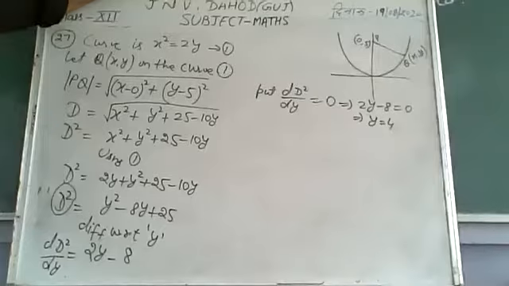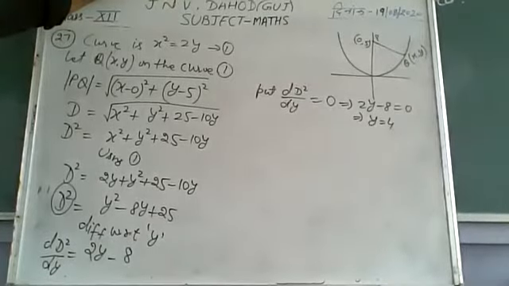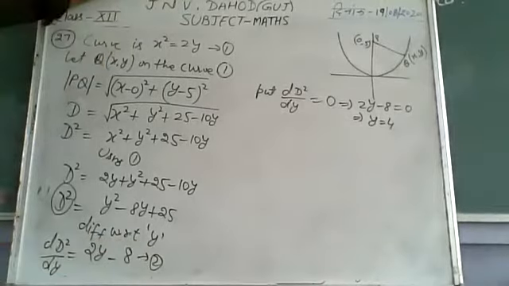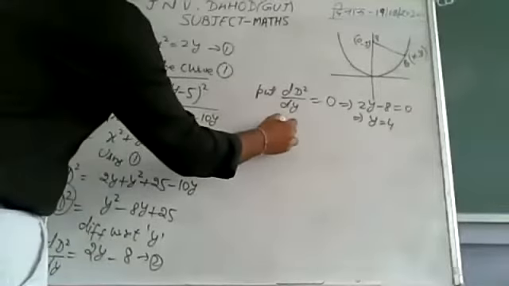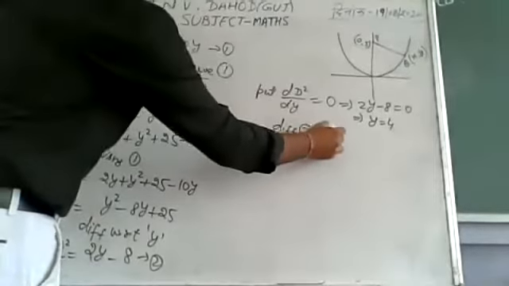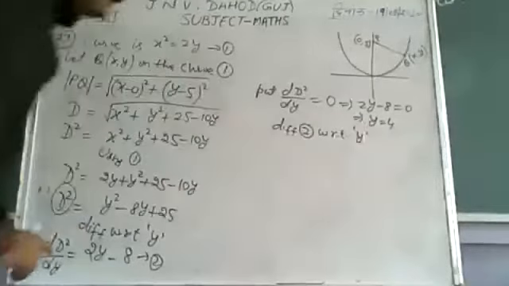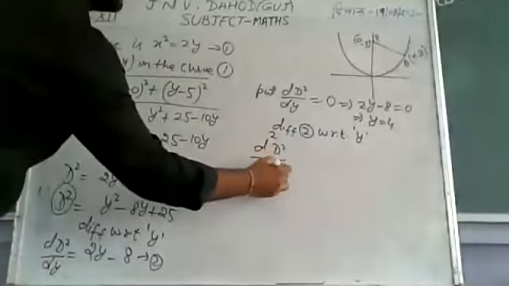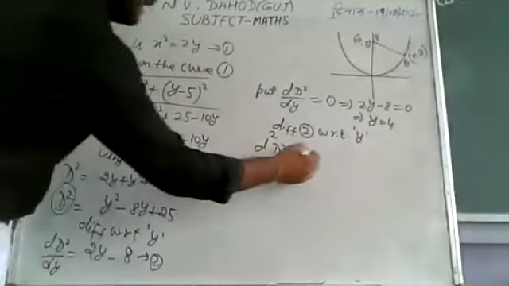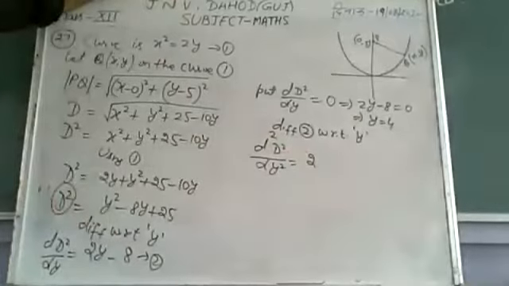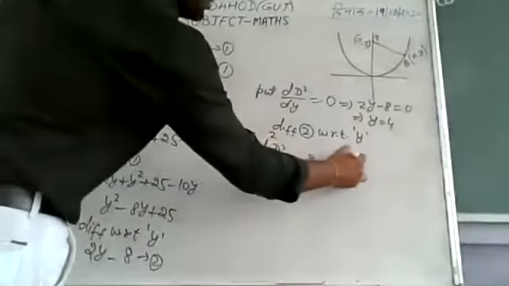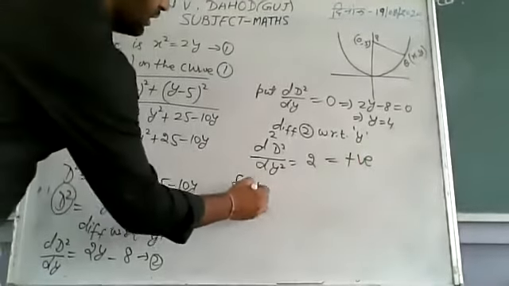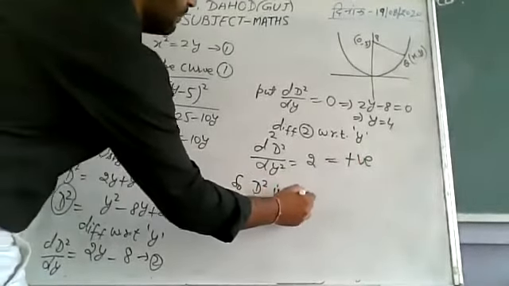And if y is equals to 4, to check whether the distance is minimum or maximum, we have to differentiate it again with respect to y. Differentiate equation number 2 with respect to y. We find the second derivative of d square, which is 2 into the derivative of y, that is 1, and the derivative of 8 is 0. So we find that this derivative is positive, and positive means d square is minimum. So d square is minimum.